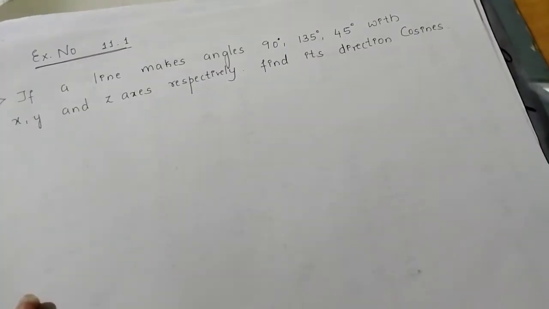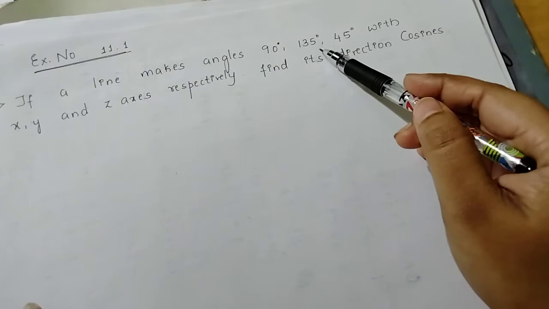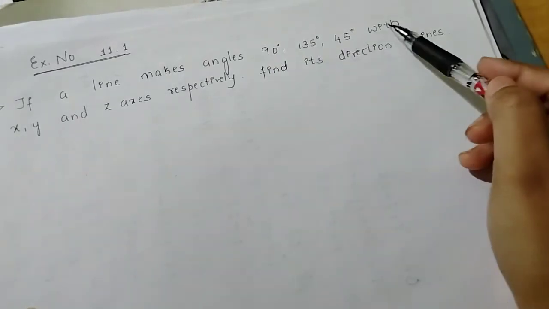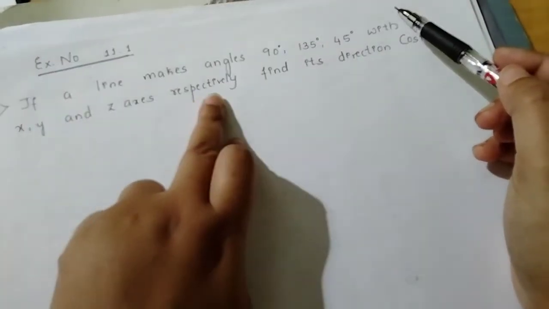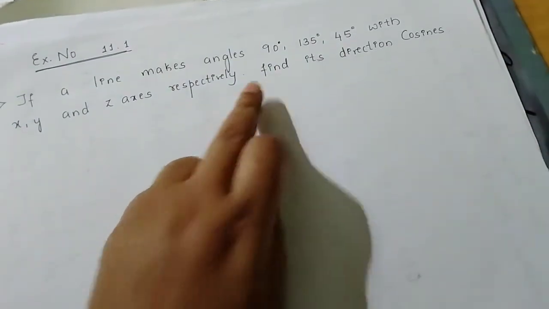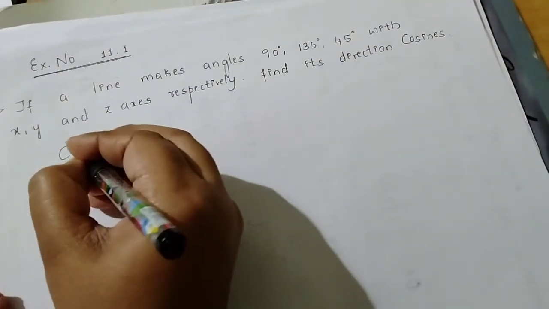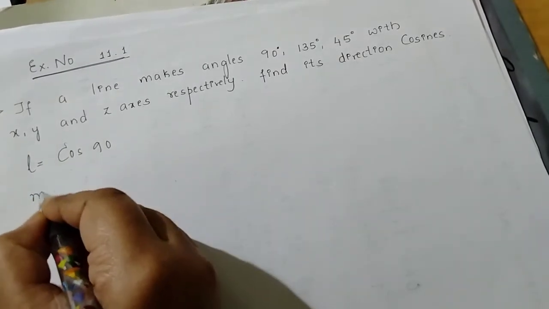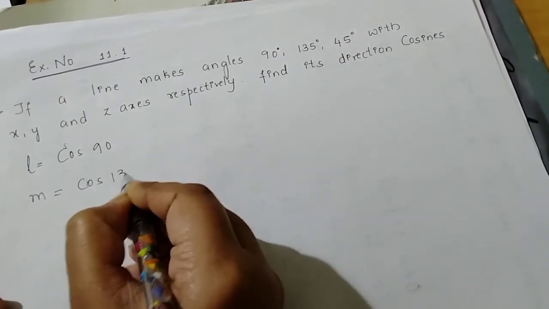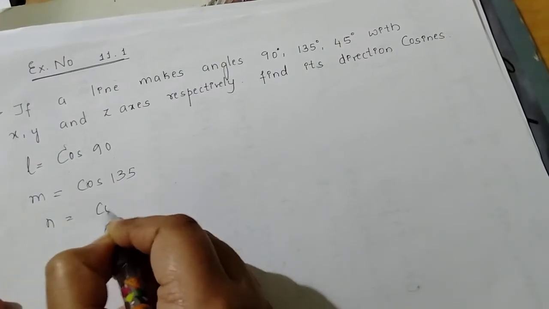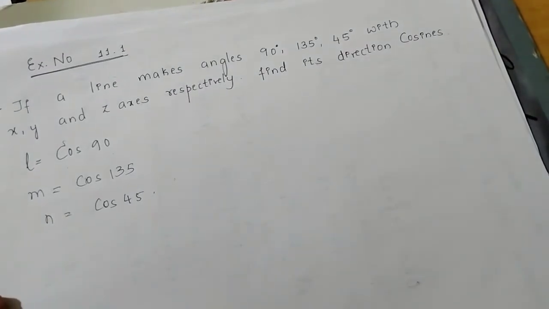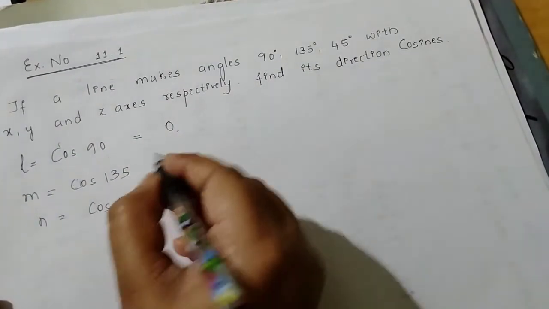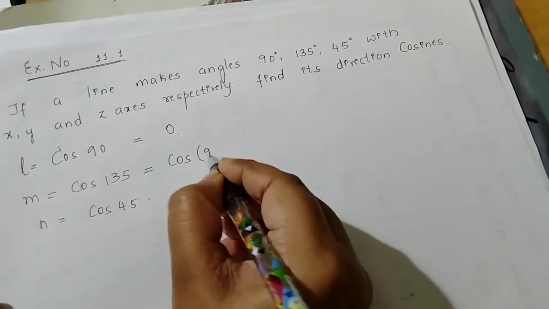First question: if a line makes 90 degrees, 135 degrees, 45 degrees with the x, y, z axes respectively, find its direction cosines. Very simple. So the direction cosines are L, M, N. L is cos 90, M is cos of 135, and N is cos of 45 degrees. You have to take cosines. Cos of 90 degrees, you know it is 0. Cos of 135 degrees, you can write it as cos of 90 plus 45.